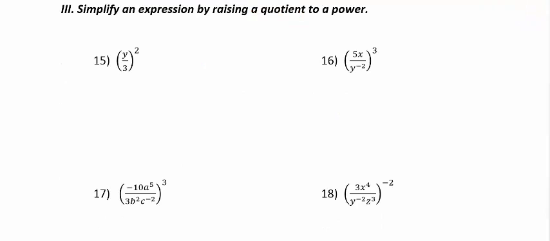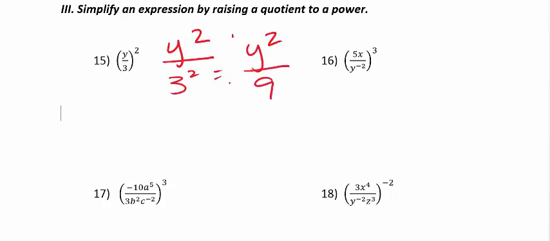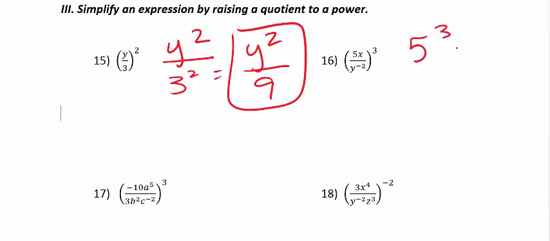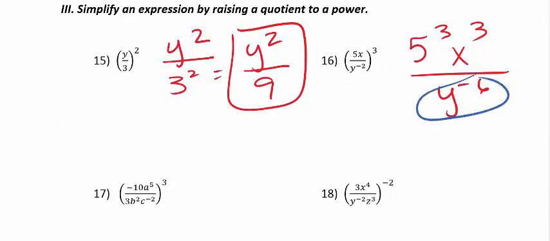Here we're going to simplify an expression by raising a quotient to a power. Everything inside the parentheses is getting squared, so y is going to get squared, and 3 is going to get squared, and that becomes y squared over 9 when we evaluate 3 squared. 5 is going to get cubed, x is going to get cubed, and because we have a power here on y, negative 2 times 3 is negative 6. We have our negative power here, so it's the only one that's going to move.